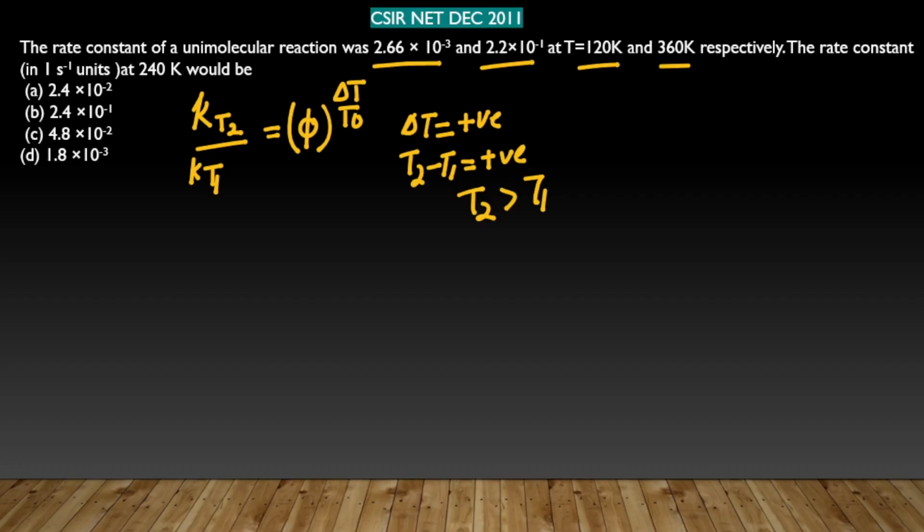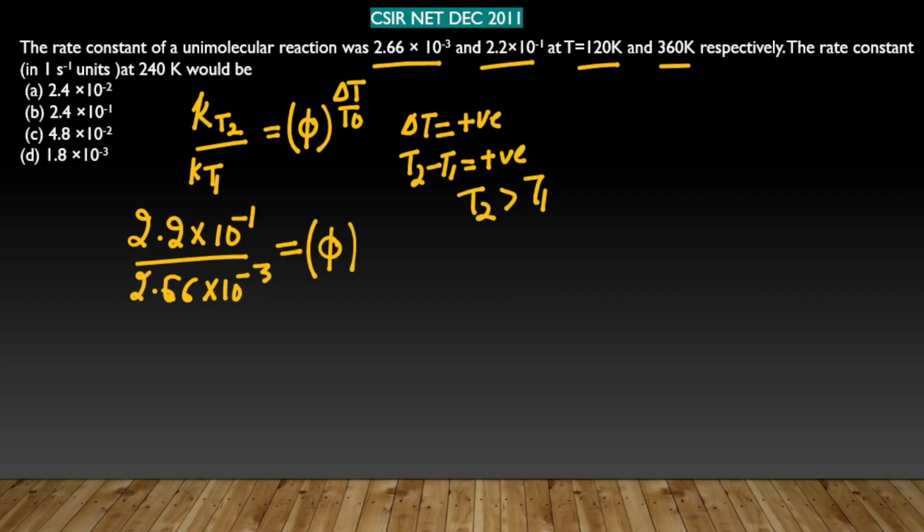So the rate constant at the other temperature T2, we can consider the higher temperature, which is 360 Kelvins. The value of the rate constant we have is 2.2 into 10 raised to the power of minus 1, and at the temperature T1, which is 120 Kelvins, the rate constant value is 2.66 into 10 raised to the power of minus 3. This is equal to phi raised to the power of the temperature change, that is 360 Kelvins minus 120 upon 10, right?